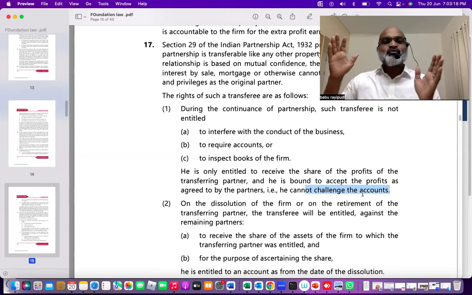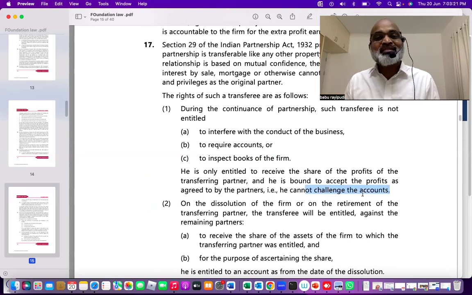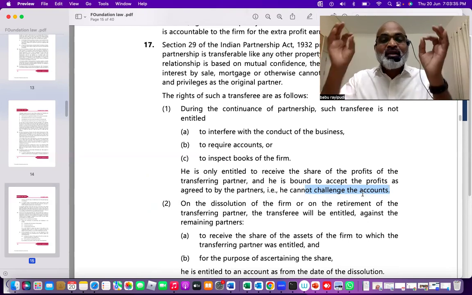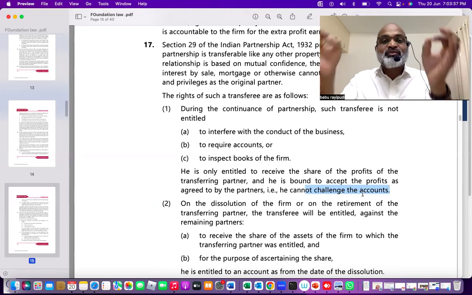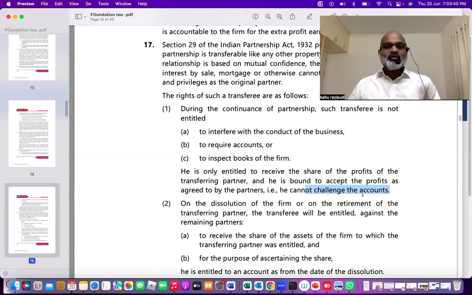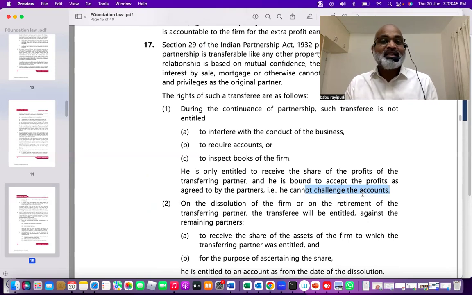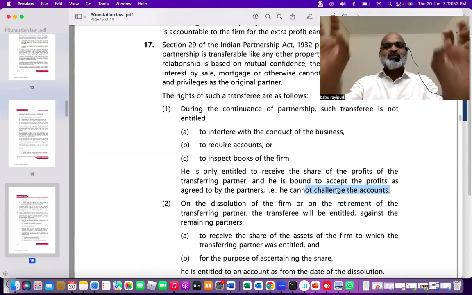So indirectly we say a sub partner is a partner to whom an existing partner has transferred his interest, and that sub partner, also known as the transferee, is not supposed to interfere in the conduct of the business. He cannot ask the partners to show accounts. He can't even inspect the accounts. He is only entitled to share the profit which has been agreed by the partners or that partner. So this kind of partnership cannot happen unless the transferring partner has taken the consent. We started the answer with the section because we know the provision.